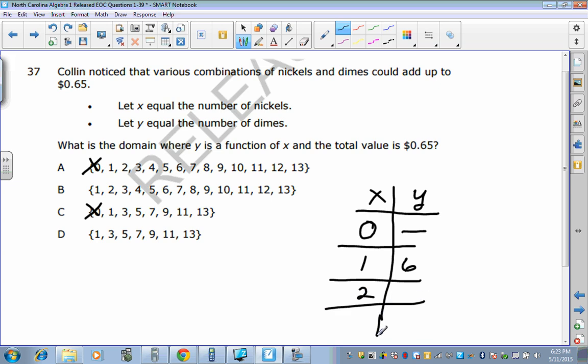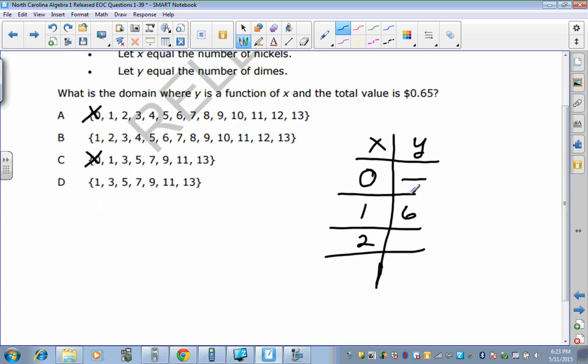If we had 2 nickels, that'd be 10 cents. That would leave us 55 cents. Can we make up 55 cents in just dimes? No, we can't. Okay, if X is 3 nickels, that is 15 cents. You need 50 cents, so you would need 5 more dimes. When X is 4, that's 20 cents. You need 45 cents. No way you're going to get that with just dimes.